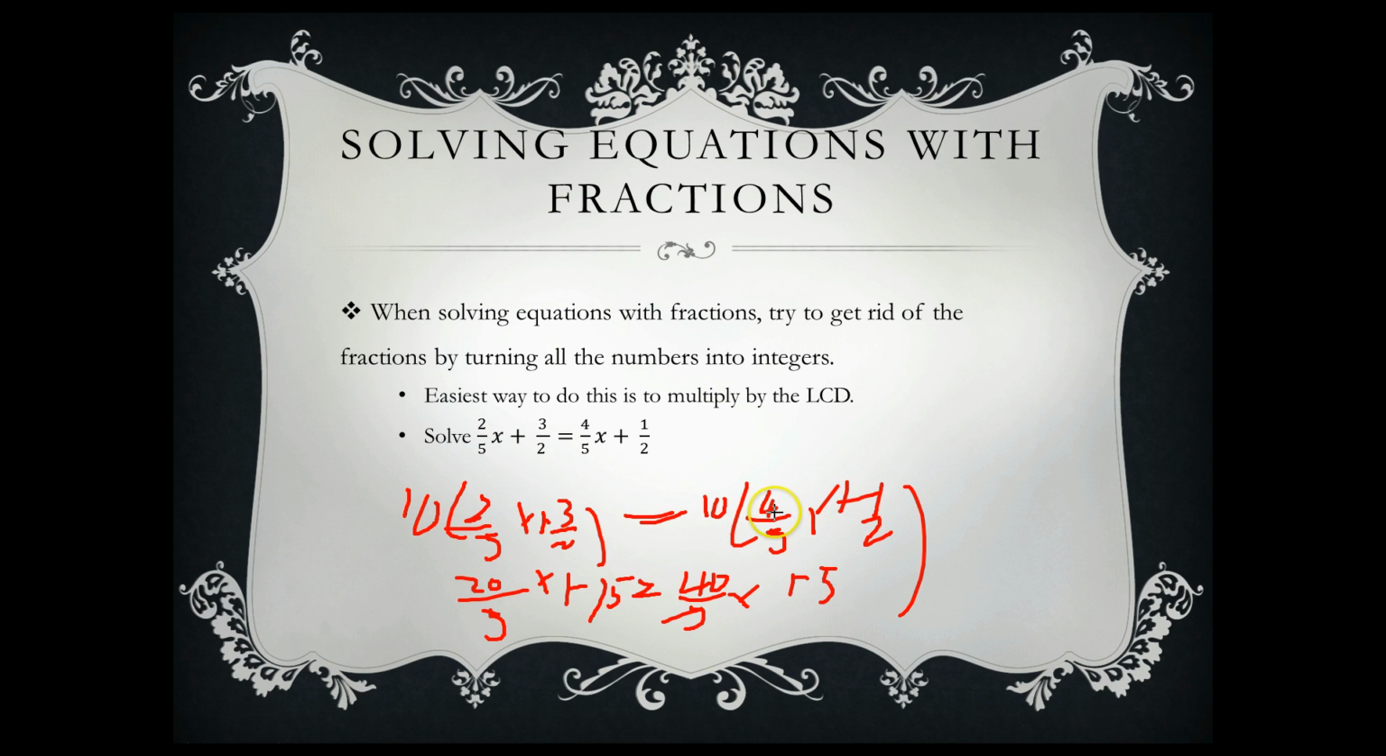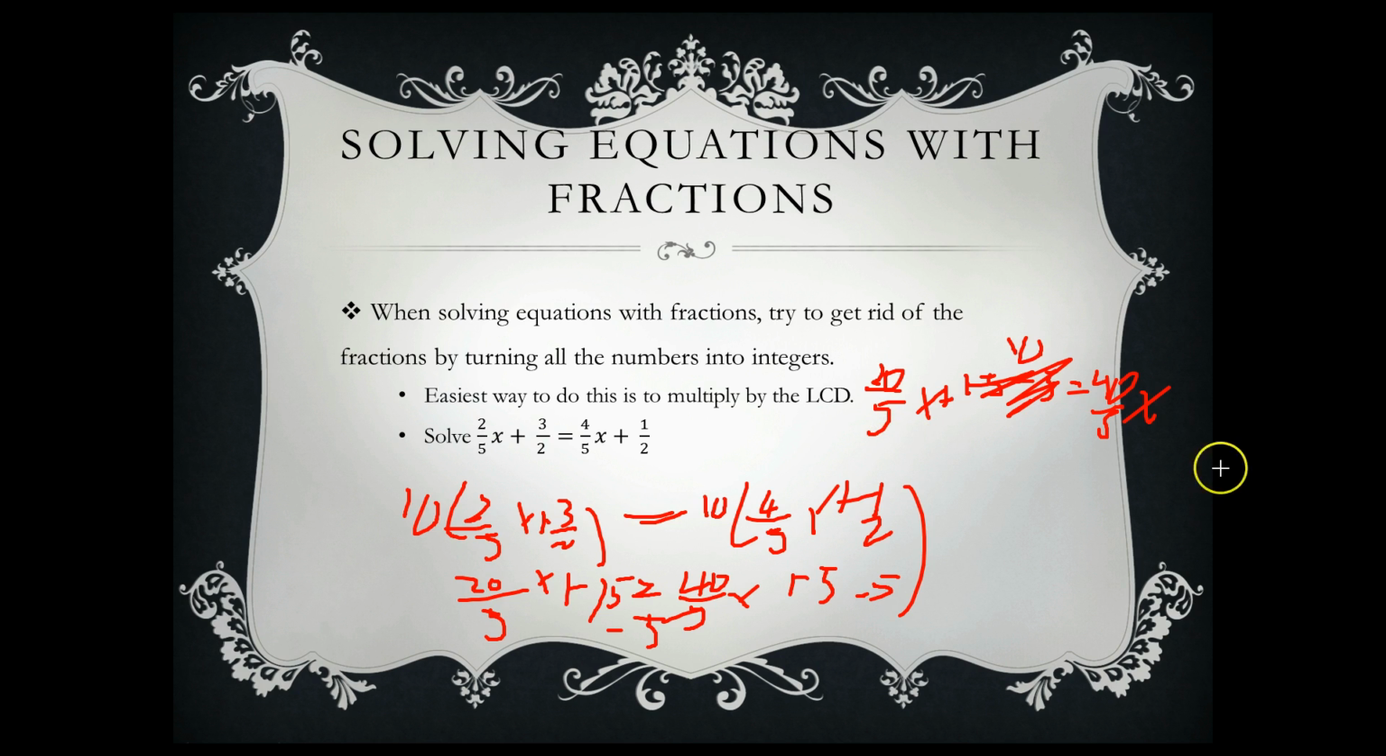Alright, so we want to isolate our variable, so let's get the 5 over to this side and the 20 over 5x to the other side. So if we subtract 5 from both sides, we'll get 20 over 5 x plus 15 minus 5 is equal to 40 over 5 x. So 15 minus 5, we can use the associative property. What's 15 minus 5? This is just 10. So 20 over 5 x plus 10 is equal to 40 over 5 x.